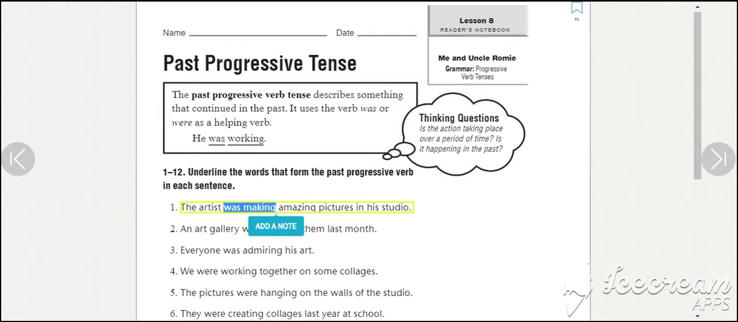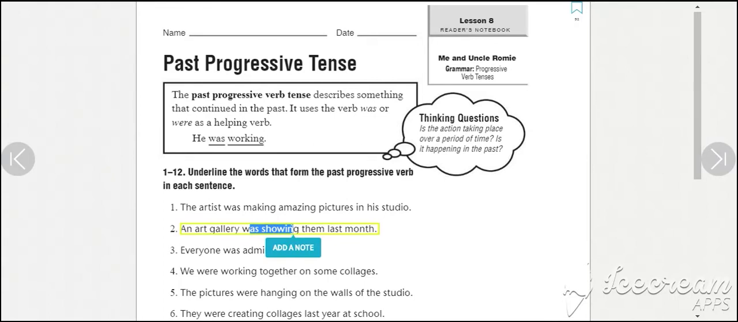Past progressive form. I have the helping verb was, and I have the main verb make with ing, which means that this action was continuing, this action was in progress, but in the past, not now. An art gallery was showing them last month. Even see last here, because it's not now, it's in the past. But this action was continuing in the past.